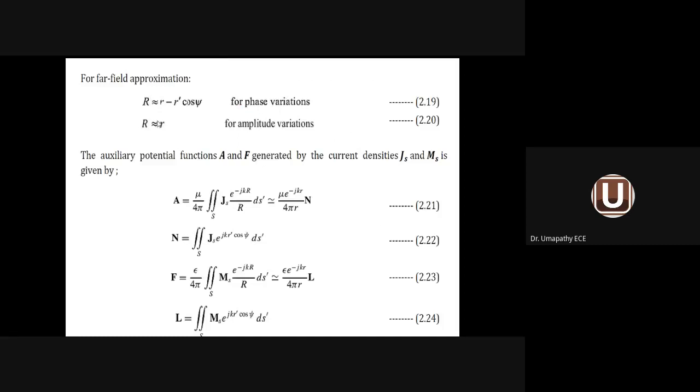So the relation between capital R and small r is given. We have the vector potentials A and F available. One corresponds to the current density, the other corresponds to the magnetic field intensity. We are expressing the vector potentials A and F in terms of constants N and L, where N and L are nothing but the integrals of J and M respectively.